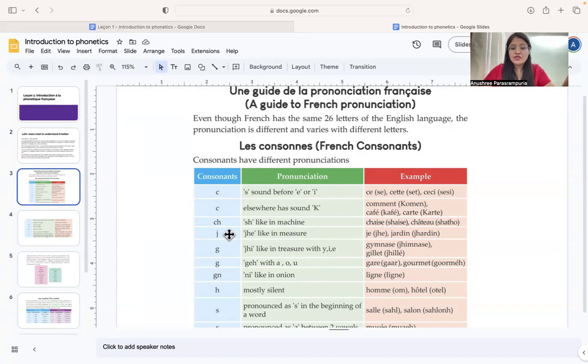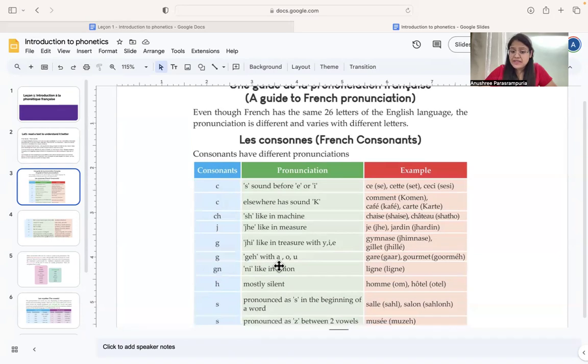Then G and J. Like I had mentioned in the last session, G and J have a similar sound. So J sounds like the s in measure. For example, this is je. This is jardin. IN has a nasal sound. Jardin. G before E or I also sounds like the s in treasure. For example, gymnase, and so on and so forth.